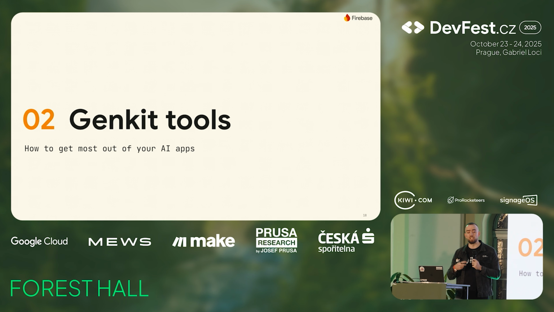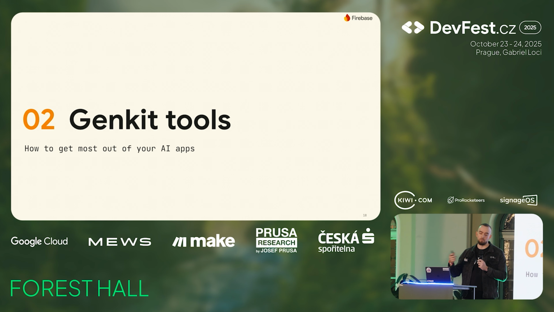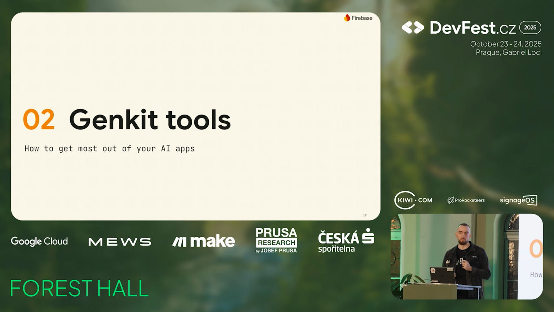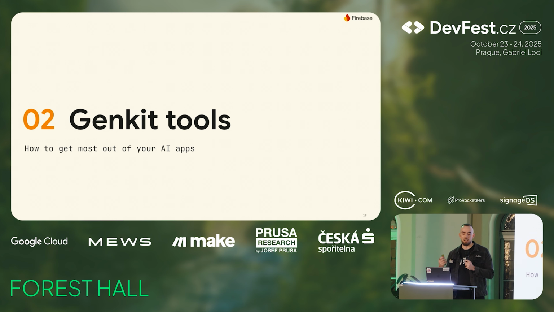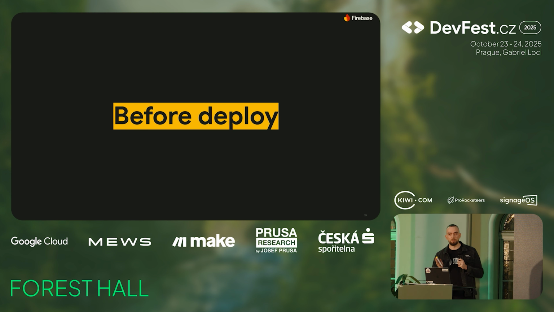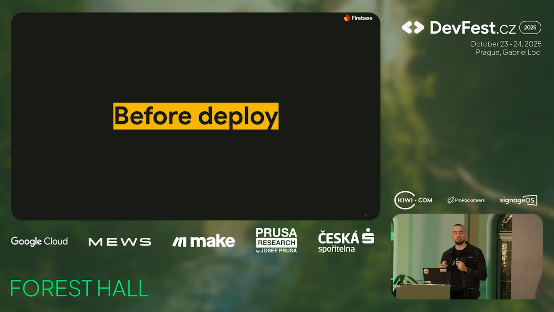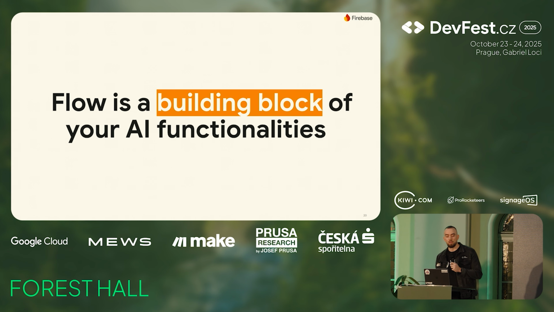Around this, we have the Genkit tools. So we have the simplest application. We get the prompt there, and we are getting a response. Of course, it doesn't work for every app, and you need more around this. So I have 2 parts of the Genkit tools: one is before you deploy, and the second one is after you deploy.